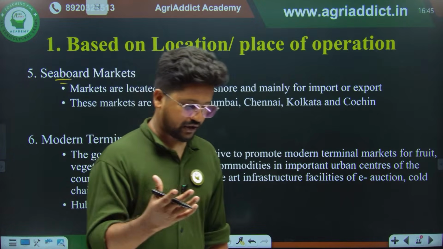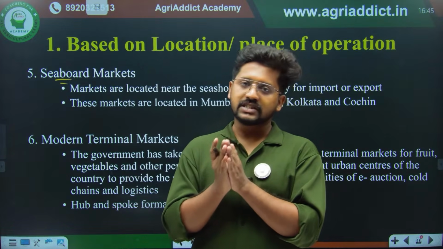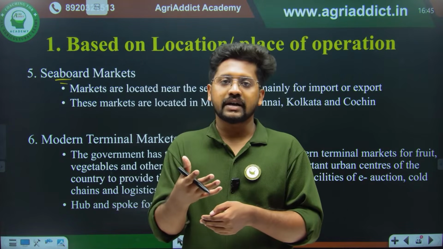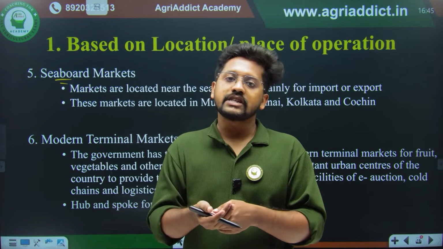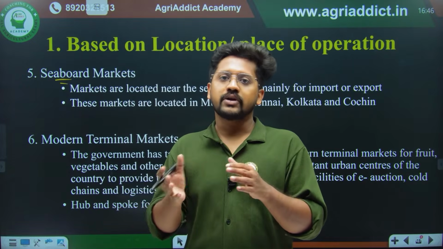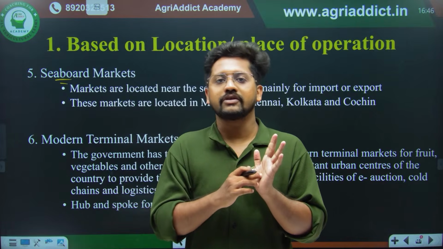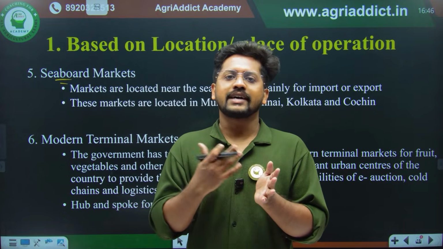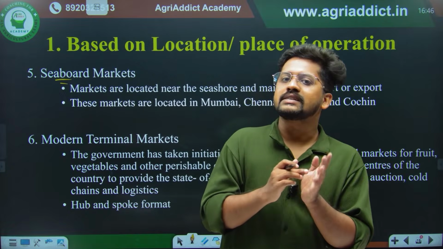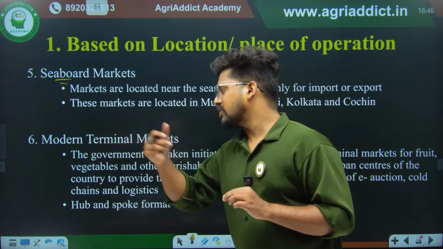Okay, so what actually happens here is, for fruits, vegetables, or some kind of perishable commodities, in order to fasten the marketing system, to speed it up and increase its efficiency, the government has launched some electronic portals in order to dispose of them very easily, kind of like how we use Flipkart and Amazon, right? We don't know where the product actually is, but still we are connected with the sellers very easily, with our fingertips. Such kind of markets are known as modern terminal markets.